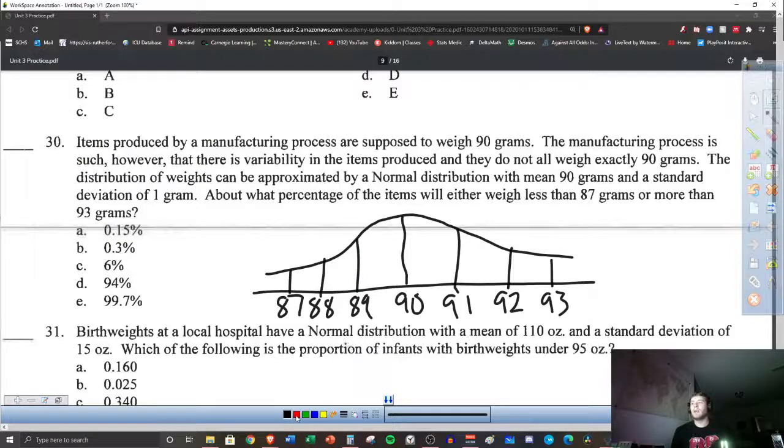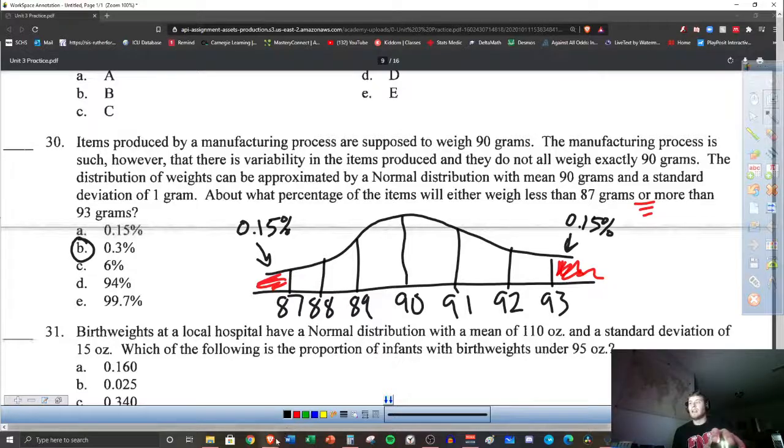Now it wants to know weighs more than 93 grams, or, so that's a big statement here, or less than 87. So we want these two areas here. Now, we took notes over what these areas are. If you refer to your note sheet, we know that this is 0.15% and this is 0.15%. So combined will give us 0.3%. So B would be the best choice on this question, okay? It's just using the idea of the areas within. All right, there's that one.